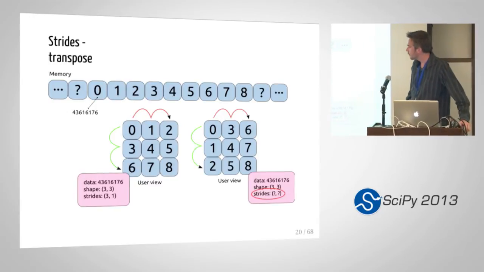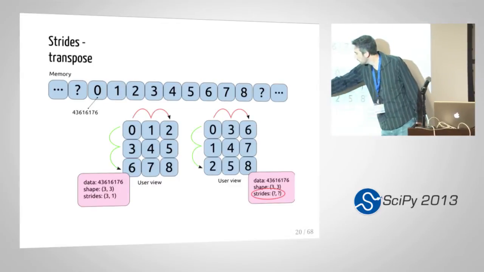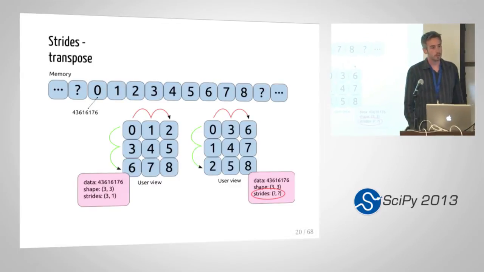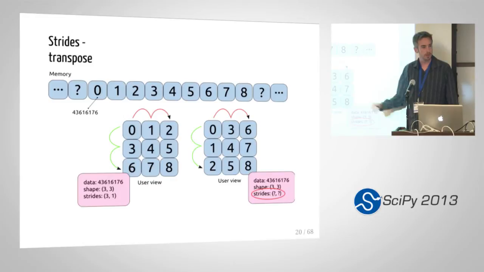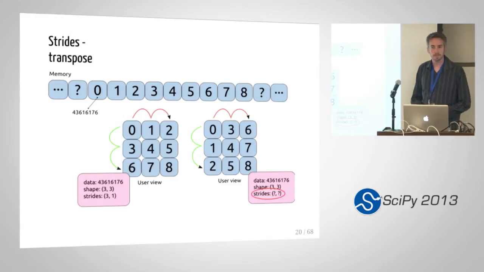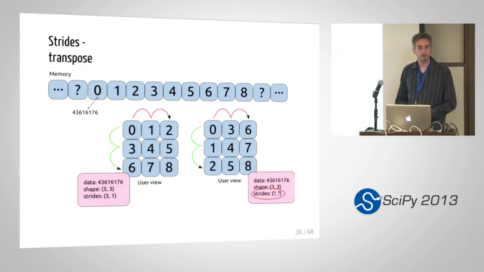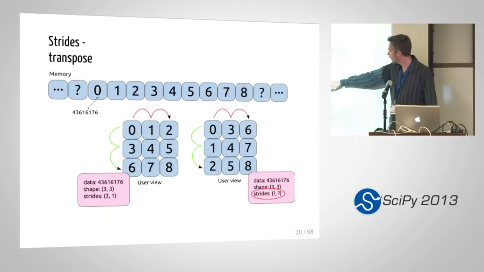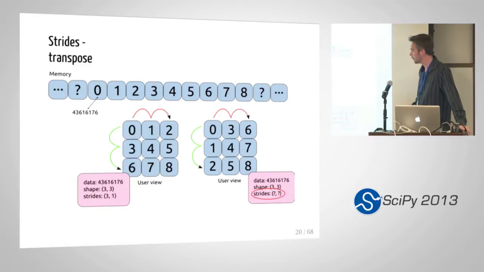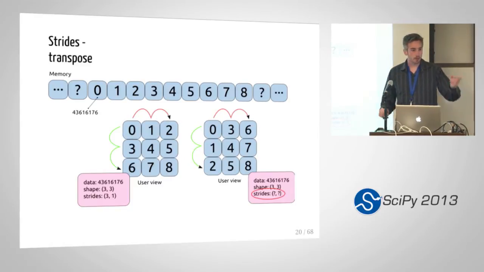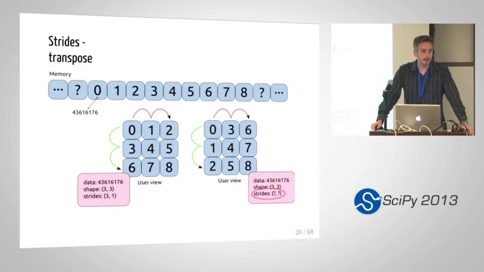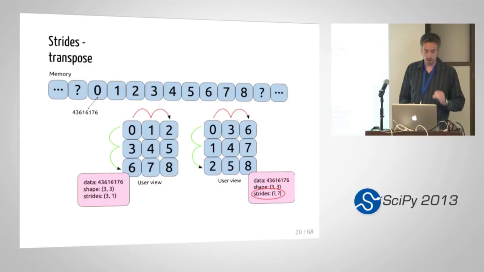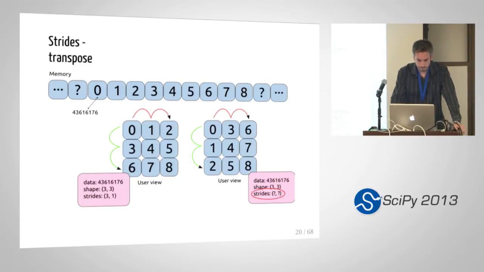So here's a question. If the strides of this array over here are 3, 1, what would the strides of this transposed array be? Yeah, 1, 3. So if you flip the strides around, then the array gets transposed as well. And the nice thing about this is you can flip them around without copying any data in memory other than modifying the strides. So you can take a massive array and transpose it in NumPy without incurring any memory cost.